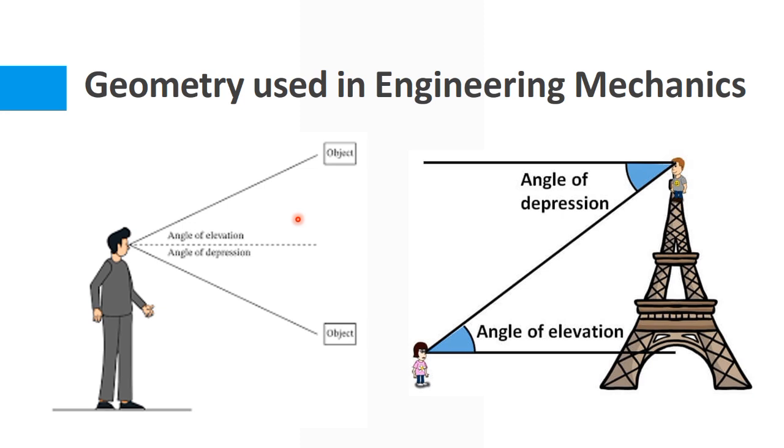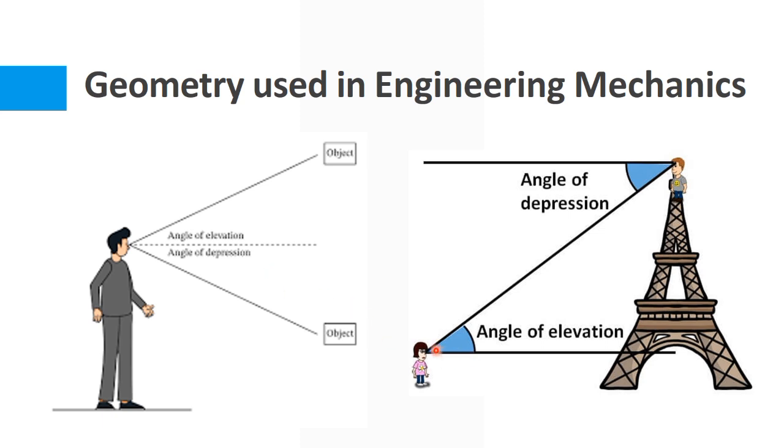Then we have some other angles like the angle of elevation and the angle of depression. If we draw a reference line which is passing through the eye level of a person, then any angle which is above this line will be known as the angle of elevation, and any angle which is below this line will be known as the angle of depression.